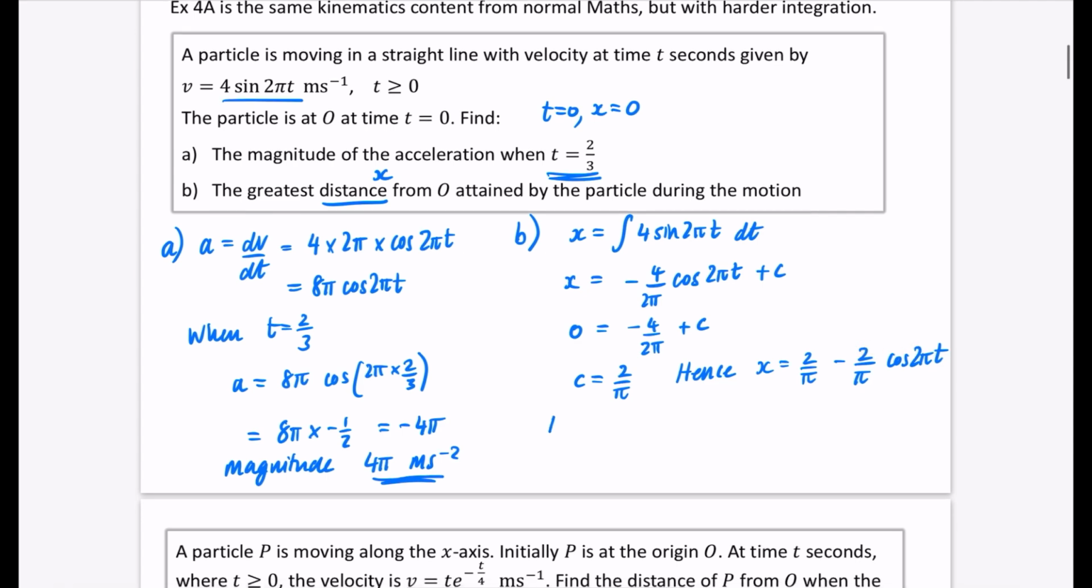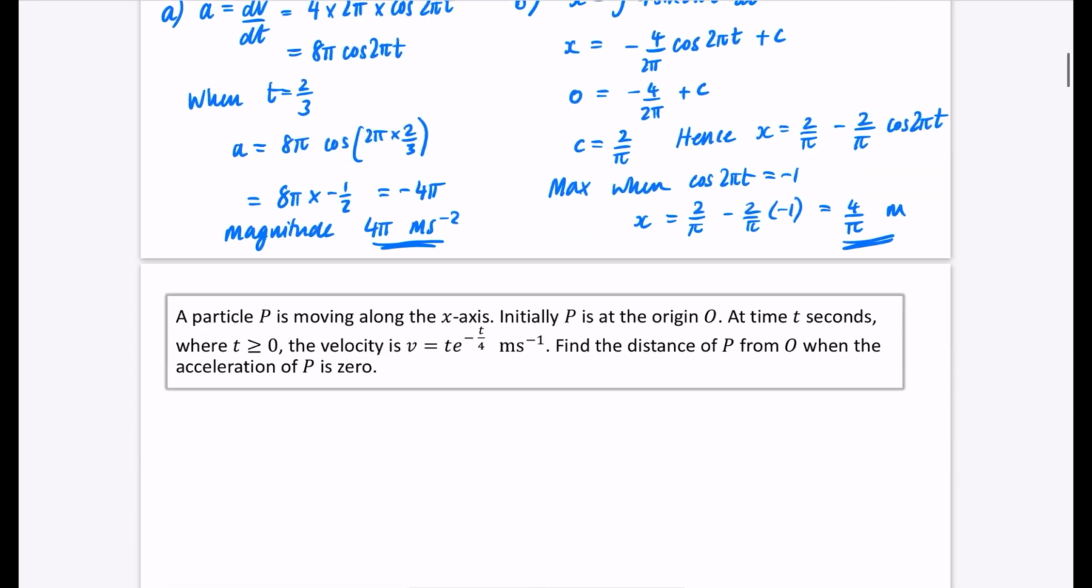So I'm going to say it will be a maximum when cos of 2 pi t is equal to minus 1. So the maximum thing of x is going to be 2 over pi minus 2 over pi multiplied by minus 1. 2 over pi plus 2 over pi is just 4 over pi meters. So the maximum displacement is just going to be 4 over pi for that one that we've got there.